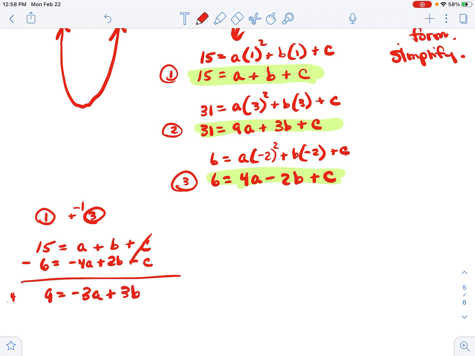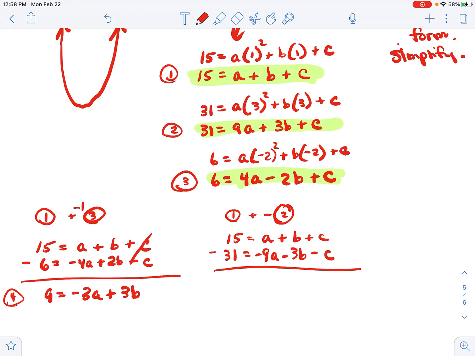We're going to multiply equation 2 by negative 1. So we end up with equation 1 staying the same, a plus b plus c equals 15. And equation 2 is negative 31 equals negative 9a minus 3b minus c. So we get negative 16 equals negative 8a minus 2b. The c's eliminate. Here's equation 5.